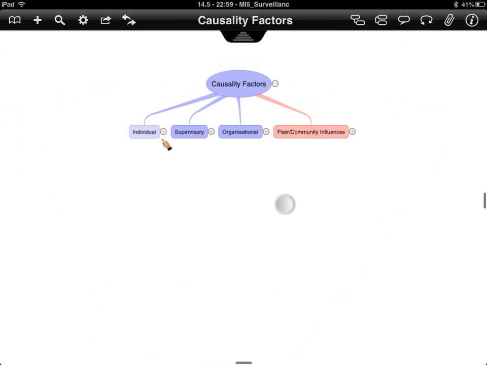Hopefully this will provide you an outline of what I'm trying to do with creating a model and also the challenges faced in trying to segregate or categorise some of those influences and factors into a recognised model.